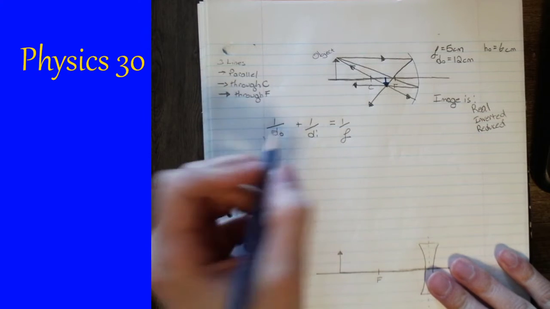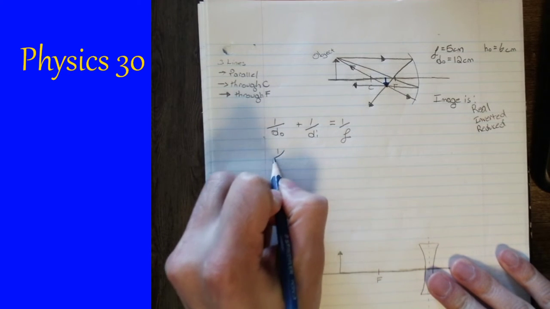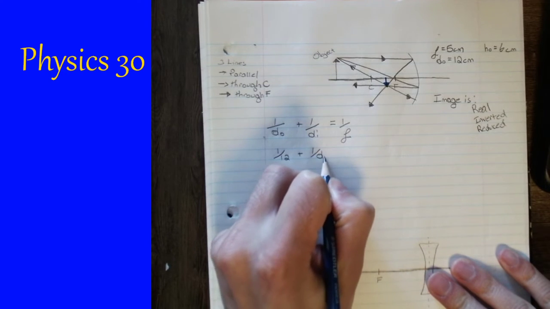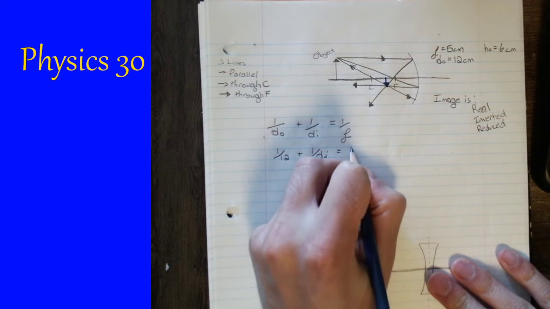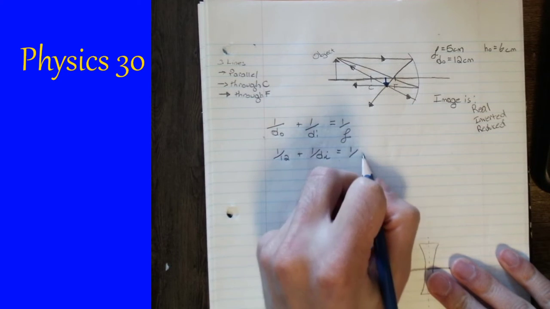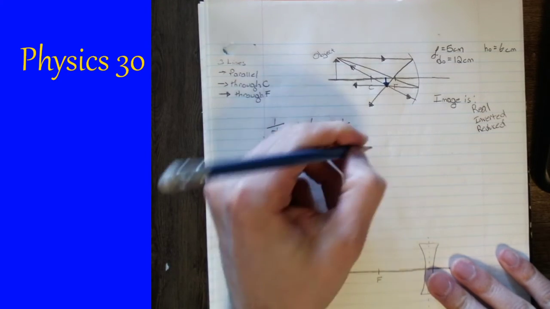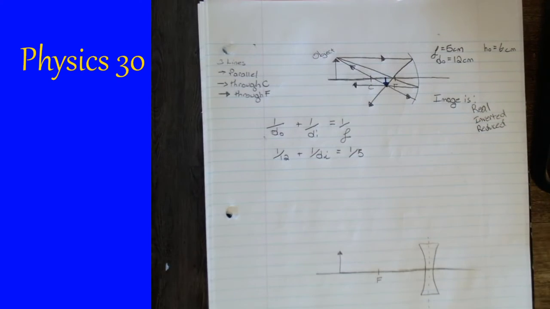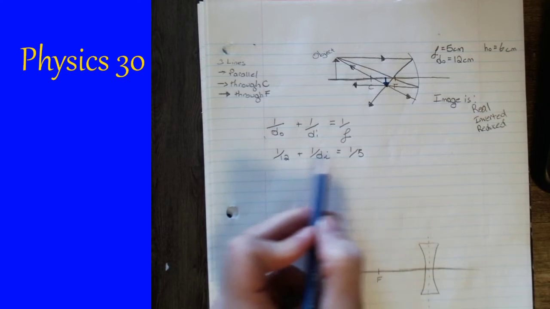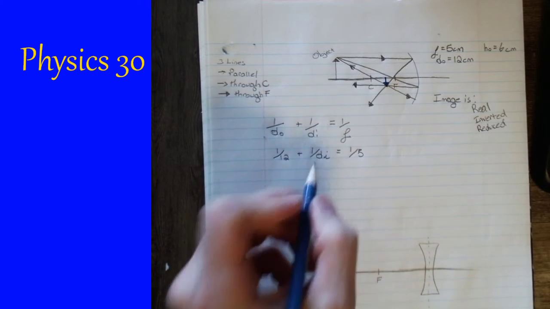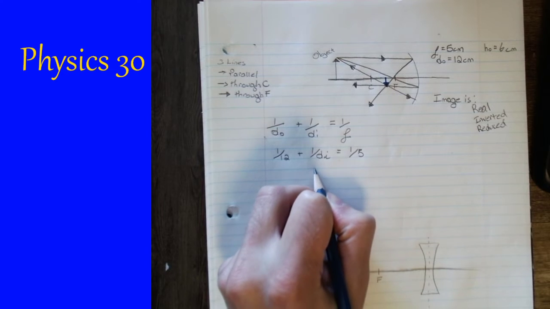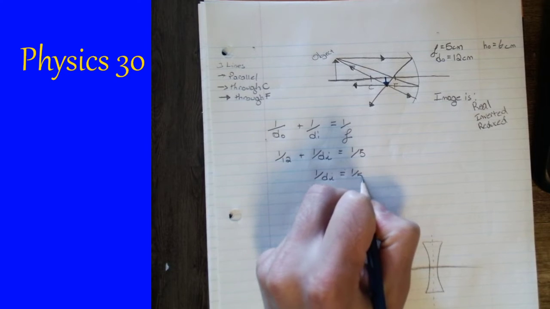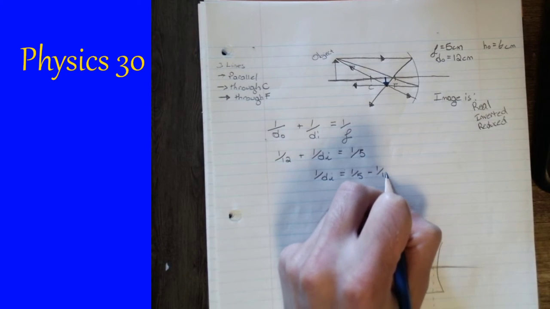So then our equation becomes this: 1 over 12 plus 1 over the image distance is equal to 1 over 5. And the 5 will be positive because this is a converging mirror. So now we have this equation. We can solve for the image distance. So 1 over image distance will be equal to 1 over 5 minus 1 over 12.